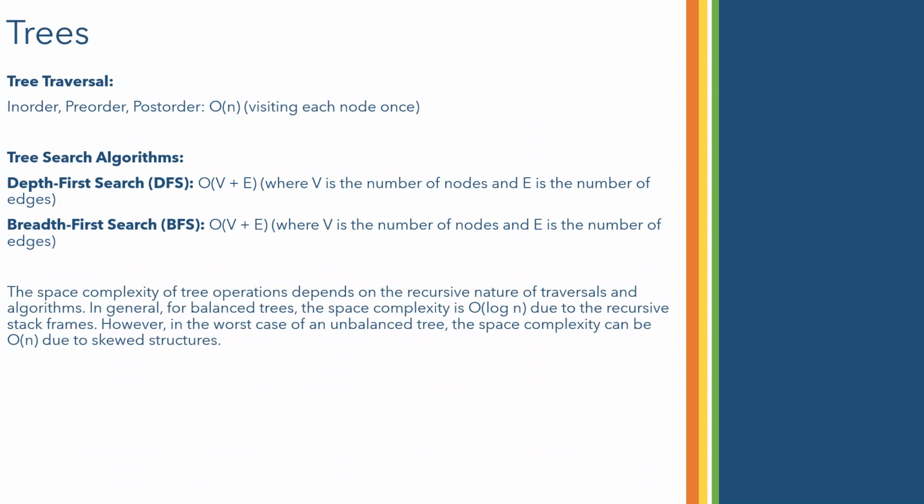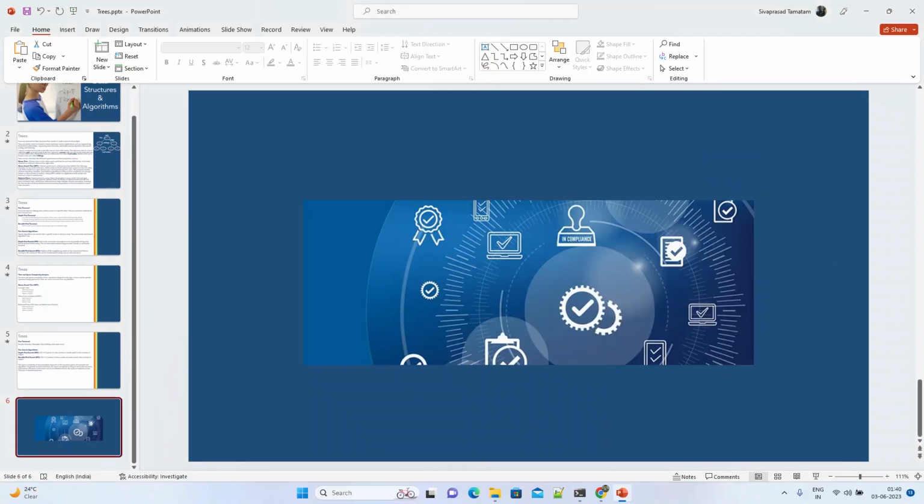The space complexity of tree operations depends on the recursive nature of traversal and algorithms. In general, for balanced trees, the space complexity will be O(log n). For unbalanced trees, the complexity will become O(n) because the worst case skews the data structure. That's it for this session.